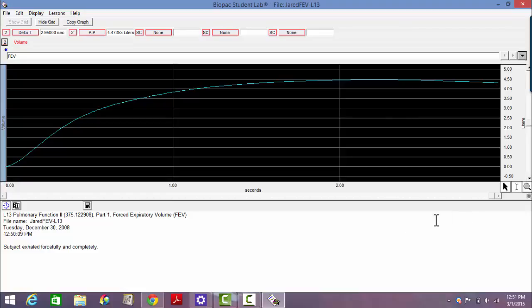So those are the measurements that you take on your data, and you're going to do some calculations with that. And that'll do it. All right, see you in class.